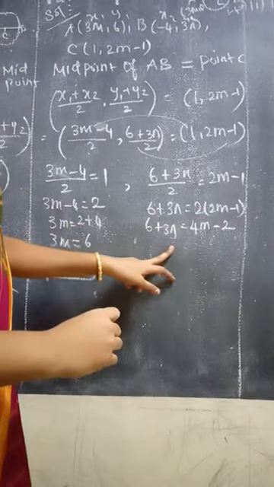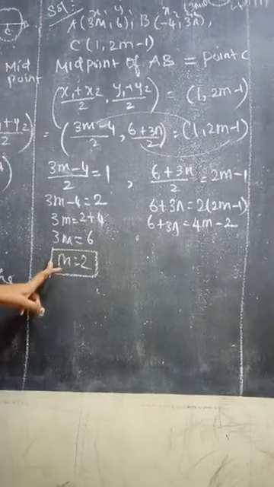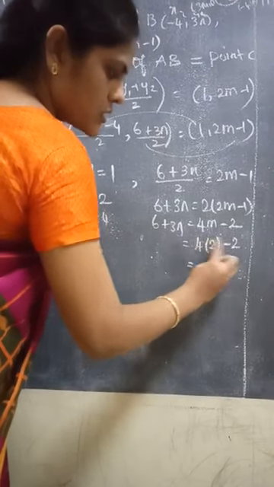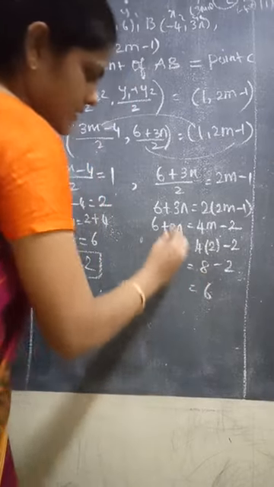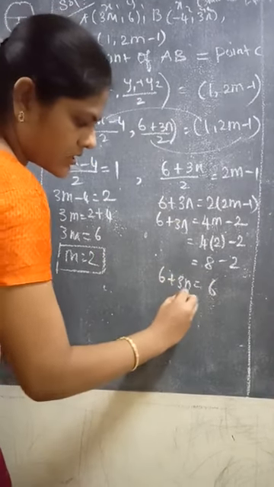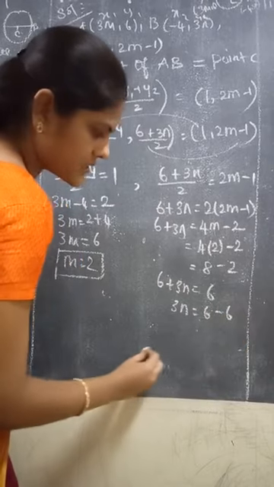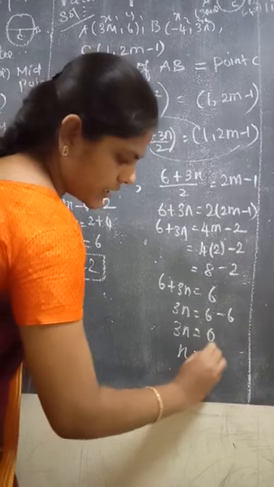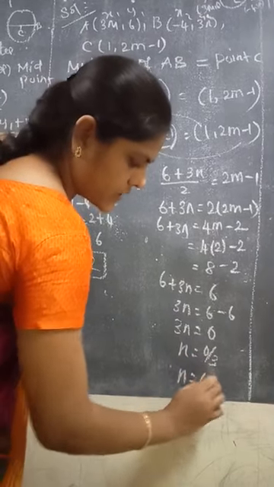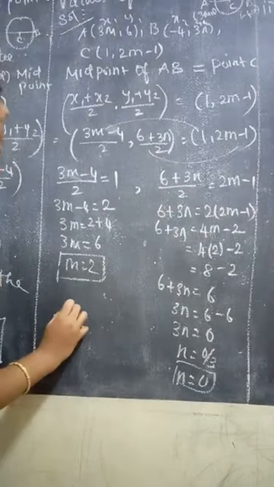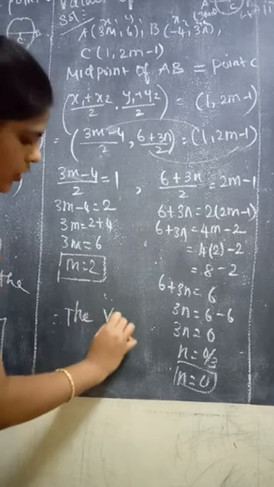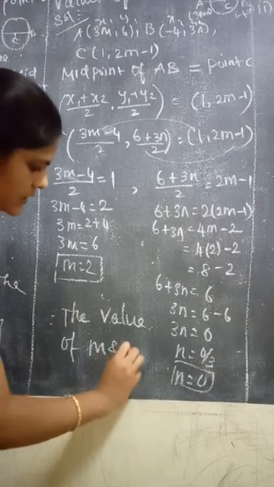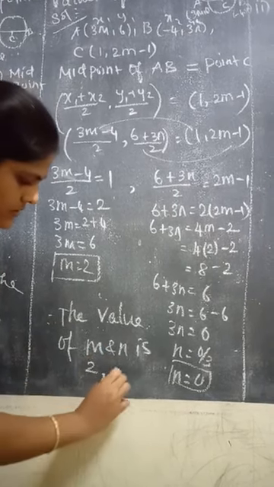After that, here we need to find m. Already we have the m value. What is m? m is equal to 2. Apply here: 4 into 2 minus 2. So 4 twos are 8, minus 2, 6. Here 6 + 3n, so 3n equals 6 minus 6, which is 0. So n equals 0 by 3, so n equals 0. Therefore, the values of m and n are 2 and 0.